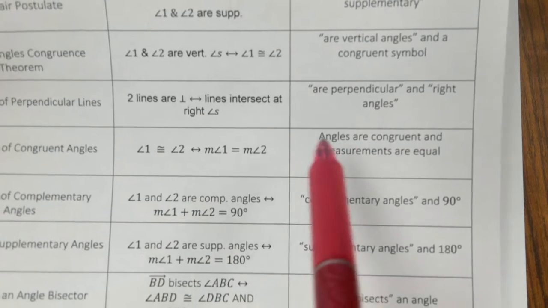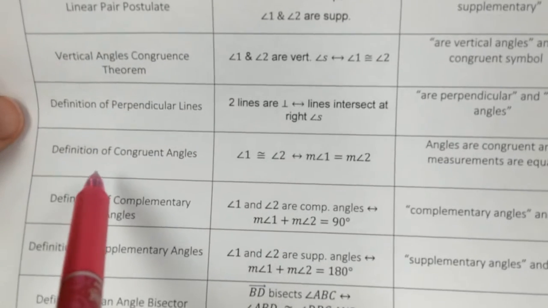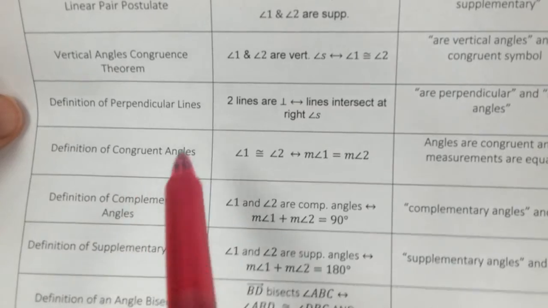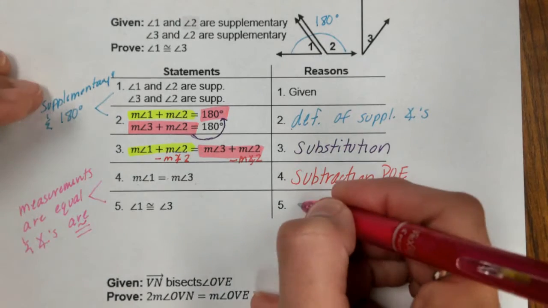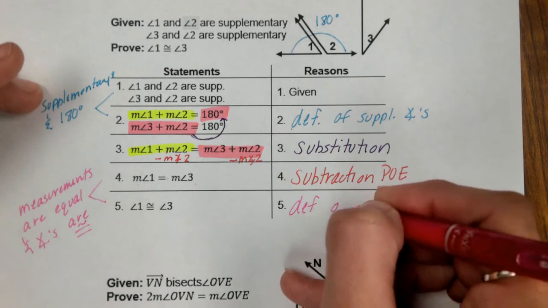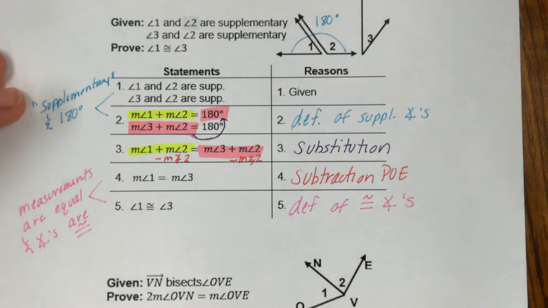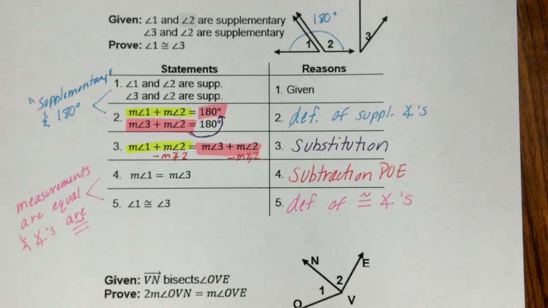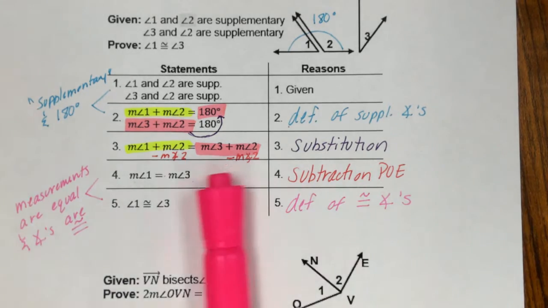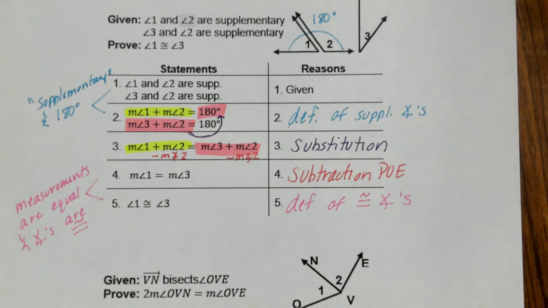So it's still going to follow along with this one right here, definition of congruent angles. So we could abbreviate definition of congruent angles. So anytime we go from measurements are equal to the angles are congruent, or angles are congruent to measurements are equal, this is going to be your definition of congruent angles. Okay? So we have completed that.